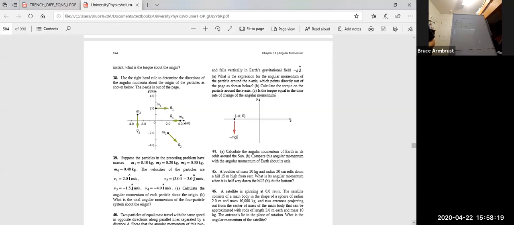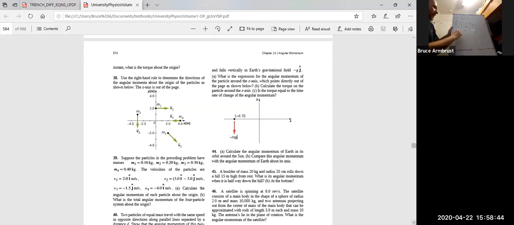All right, let me put some units on here. I'm just going to mark where these points are because I think that will make it a little bit easier for us. And then I'm also going to write down the masses so we can jump right into question number 39.